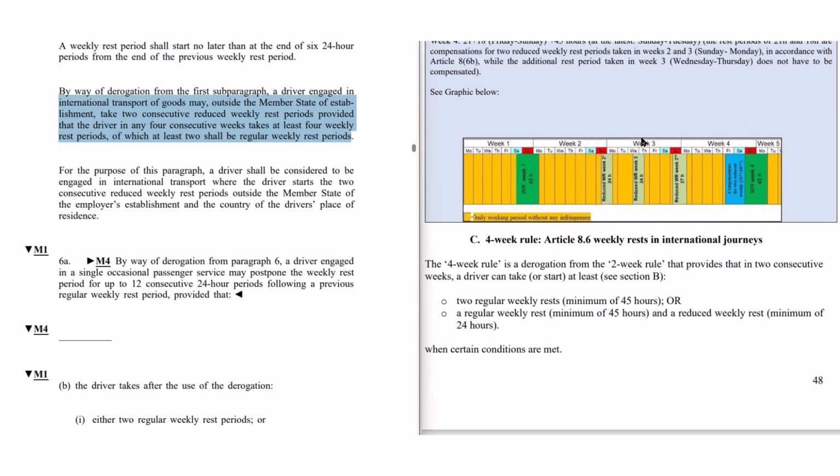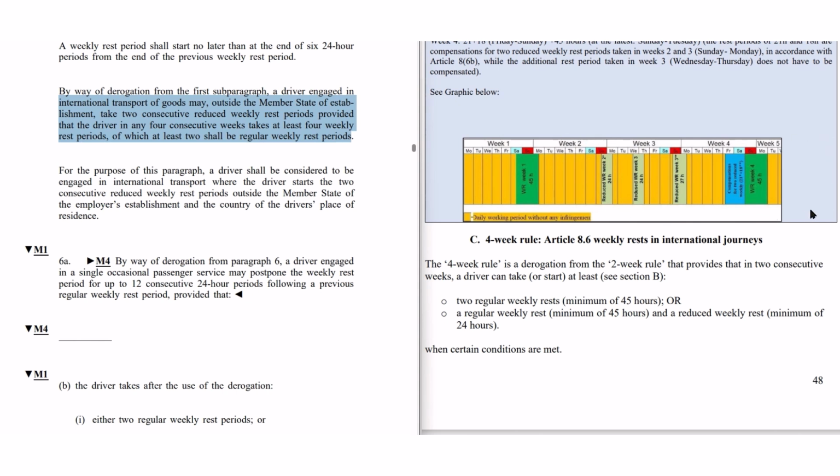So what you need to understand, and I'll talk more about compensation in a moment as we continue reviewing the regulation, is that when you look at this 4-week period, if I take this lens through which I'm examining it and shift it, say starting from week 2 to week 5, it still has to comply with the regulation's requirement. There must be 4 weekly rest periods within that time frame, and at least 2 of those must be regular, meaning at least 45 hours each.